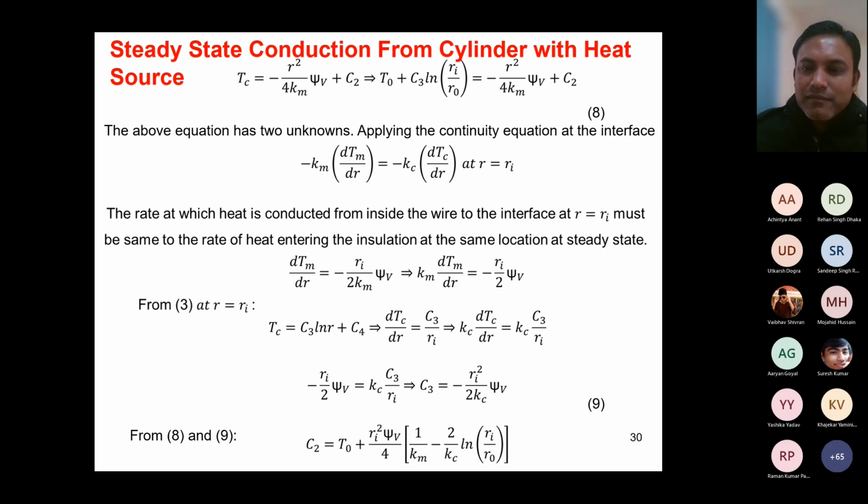Yes, sir. Now this C3 we can put in equation number 8, and we can calculate C2. So we have obtained C2 also. So all unknowns we have calculated now based on this. Is it clear? Yes or no?